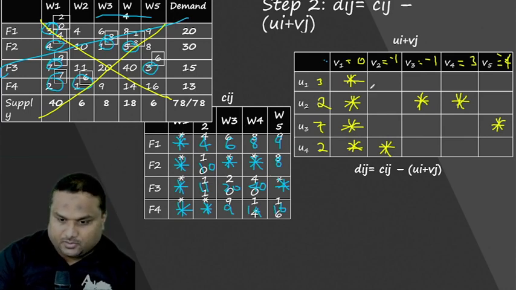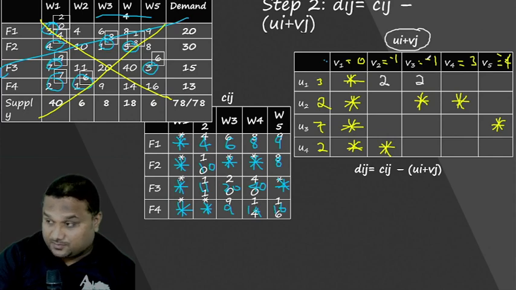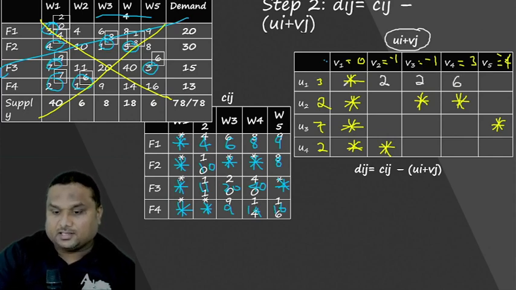Now look at the board. We need to find out Ui plus Vj. Now it is very simple. Look here: 3 plus minus 1 is 2. 3 plus minus 1 is 2. 3 plus minus 1, am I right? It is 2. 3 plus 3 is 6. 3 plus minus 4 is minus 1.